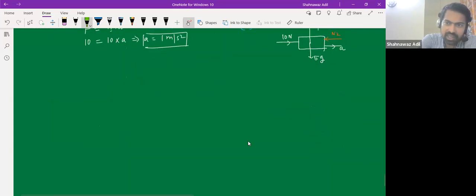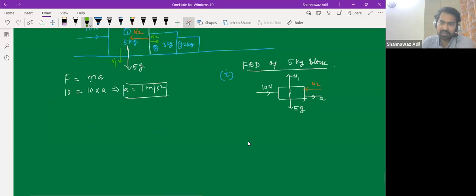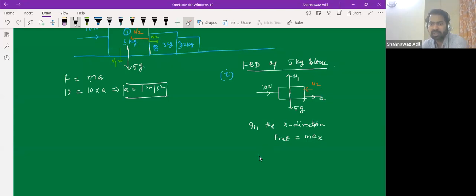So in the x direction, let me write, in the x direction, if we don't have any equilibrium, so F net is MAX. Okay, in the x direction. And let me write it as F net x. Okay, so is this part clear to everyone? Yes, sir.